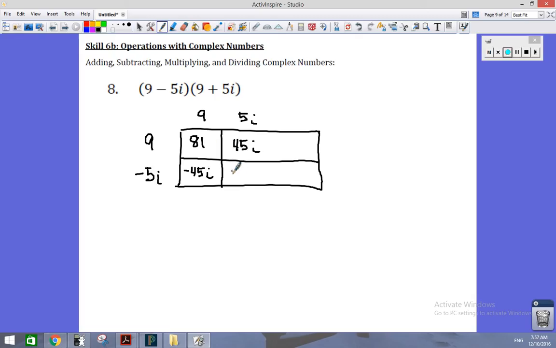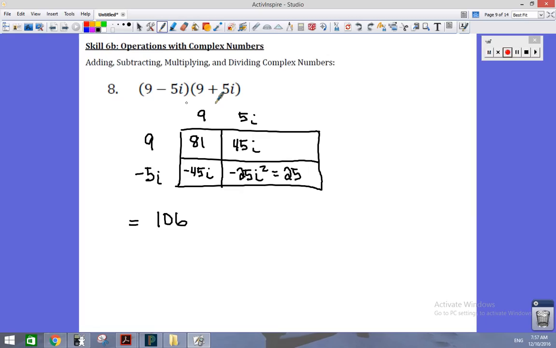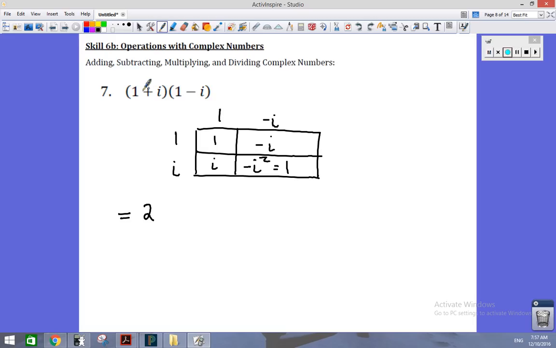Now over here, negative times a positive is a negative, but that's times i squared. So that's actually a negative 1, so this is a 25. And when we add these together, I believe that we get 106. So let's look a little bit closer at these past two. If we look at this one and this one, what do they have in common? Well, it's the structure that they're written. This is written, if we use standard form, in the form a plus bi times a minus bi.